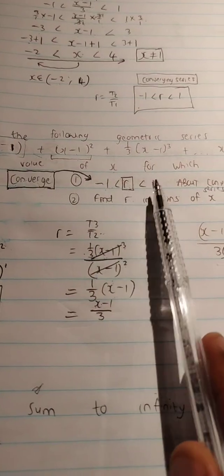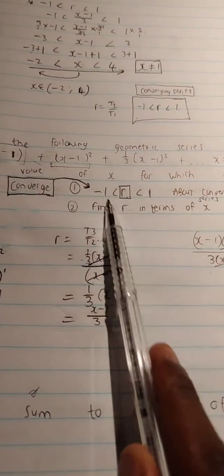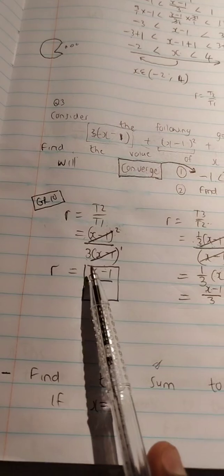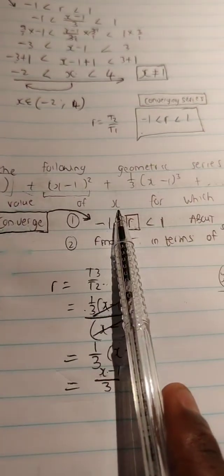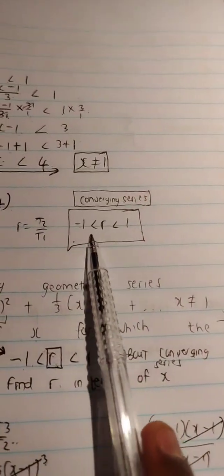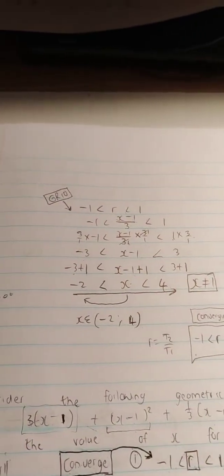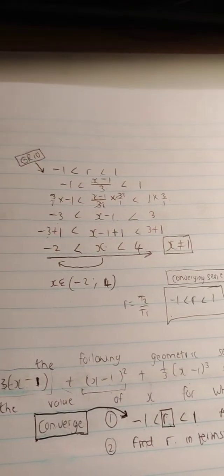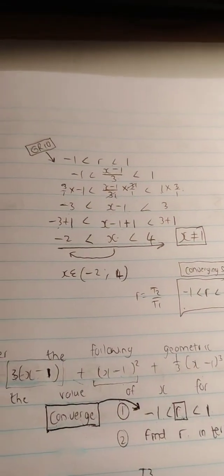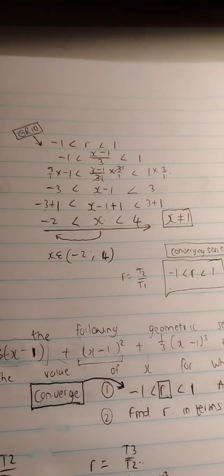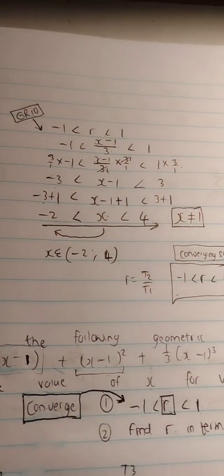It's between -1 and 1. Find that constant ratio by using the formula. Then once you have your constant ratio in terms of that variable that you need to find, you take that expression, substitute it in the place of r, and then solve that grade 10 compound inequality. So your grade 10 compound inequality skills need to come back, because you need them now in grade 12 as you are solving problems around your converging geometric series.